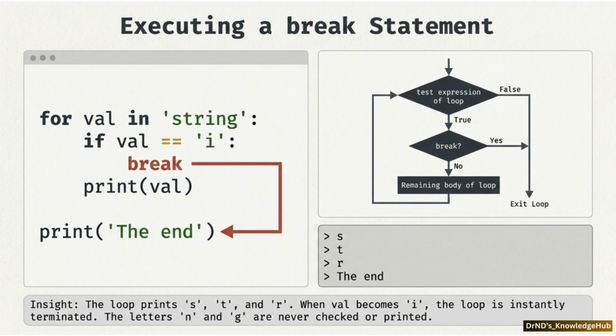Now let's execute it step by step. The loop starts with the letter S. Since it is not I, it is printed. The same happens for the T and R. When Python reaches the letter I, the condition becomes true. The break statement executes immediately. The loop ends right there. The remaining letters N and G are never processed. Finally, Python prints "The end". Remember this important point: break exits the entire loop, not just one iteration. This is one of the most frequently used loop control statements in Python.